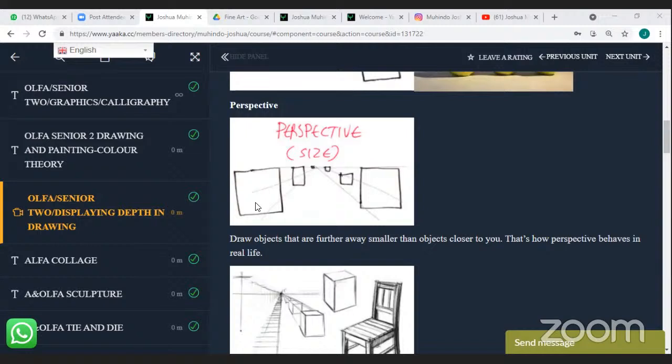Okay. If we are to create distance in a drawing, we have to understand the concept of perspective, that things that are close to me become big, but as they reside very far from me, they get to be smaller and smaller. So it is very, very important for us to get to know that.